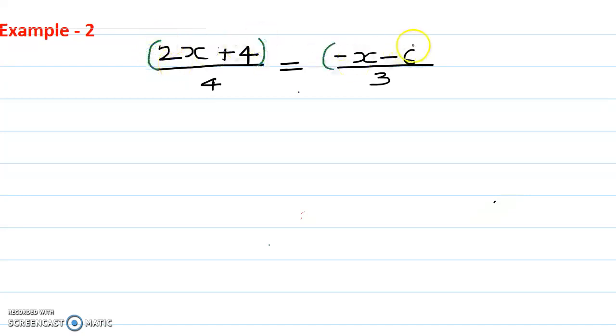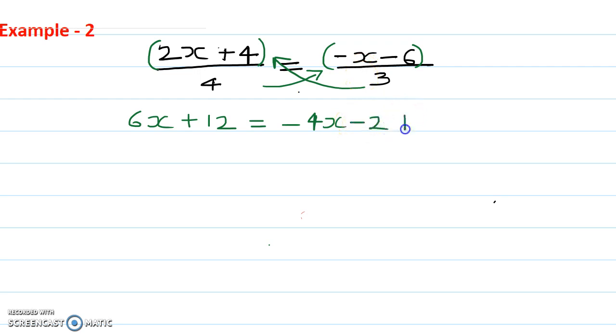All these terms in a bracket. Then the second step is, you can do cross multiply. So 3 with 2x plus 4, and 4 with minus x minus 6. Once you multiply 3 with 2x, it becomes 6x. 3 times plus 4, that is 12. Then equal sign. Now 4 times minus x is minus 4x, and 4 times minus 6 is minus 24.